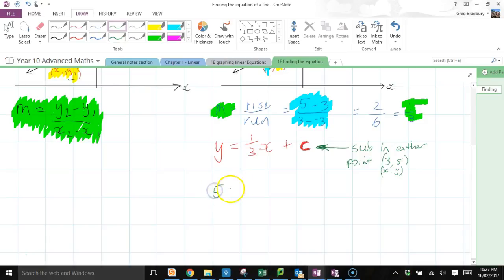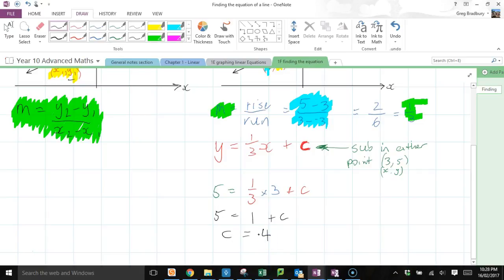So I'm going to put in 5 equals 1/3. Now x is 3, so we times that by 3, and we have at the end plus c. Now we have an equation that has only one variable. So let's work that out. 5 equals 1/3 times 3, which is obviously 1, plus c. Now we've got an easier equation. We take away 1 from both sides and we're left with c equals 4.